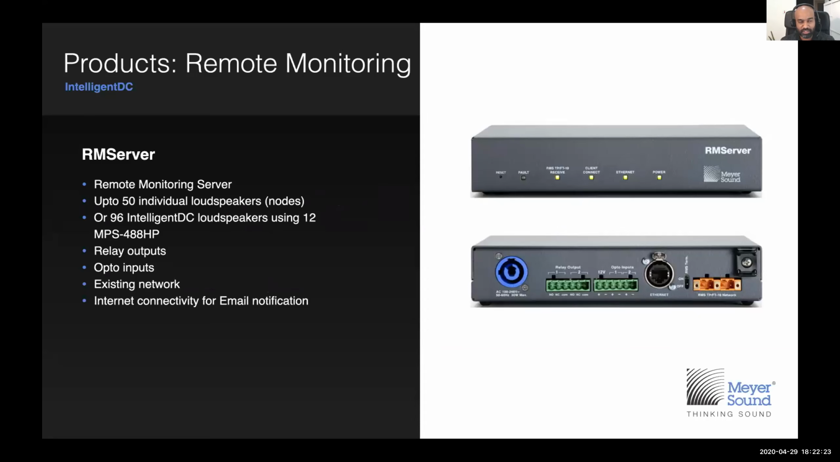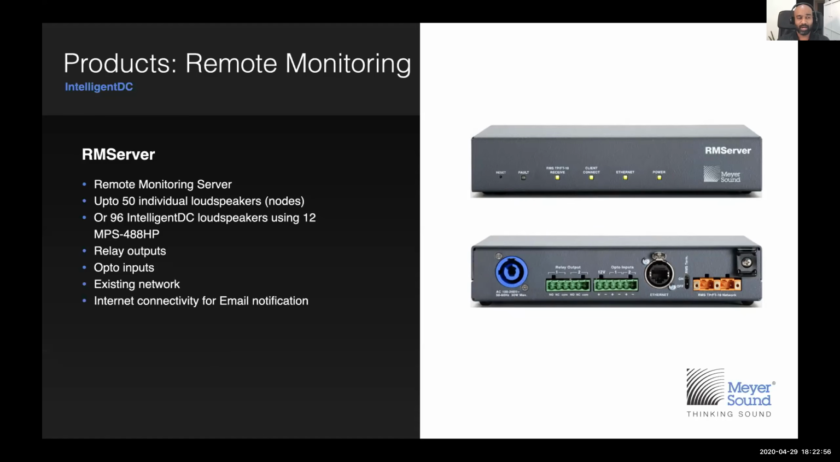Looking at the remote monitoring, this is where IntelligentDC gets its added value from. We are able to monitor the complete system, each output of MPS 488s, which are the ones that come with the RMS option. We can monitor up to 50 individual loudspeakers using 1 RM server or 96 IntelligentDC loudspeakers. You can connect up to 12 MPS 488s to 1 RM server. You can, of course, have multiple RM servers on a network.